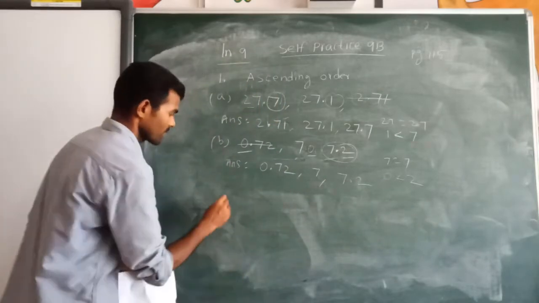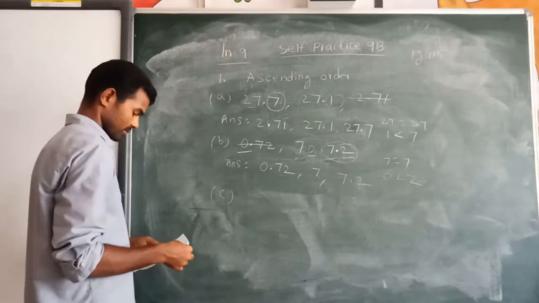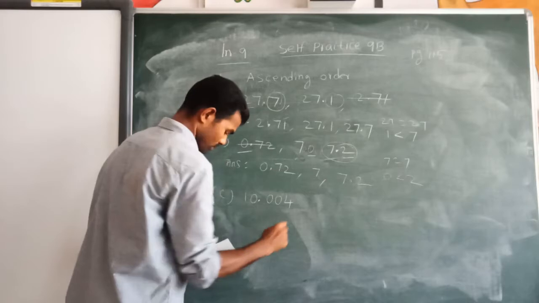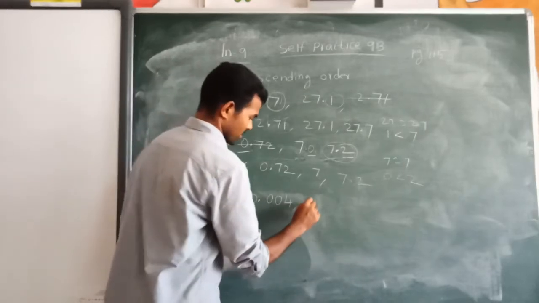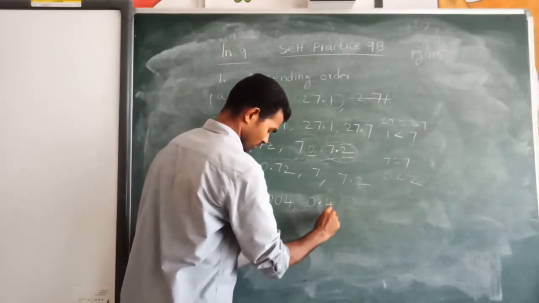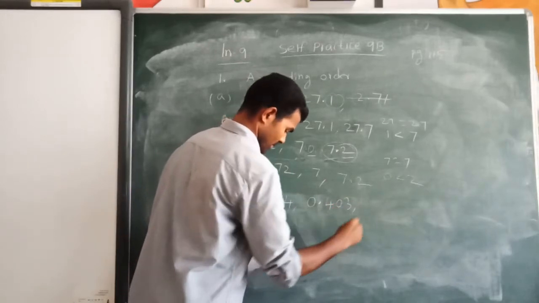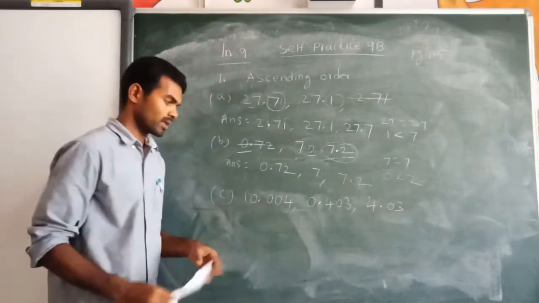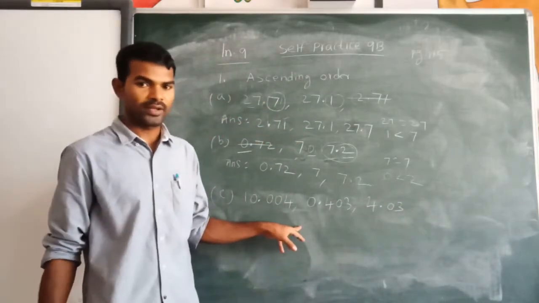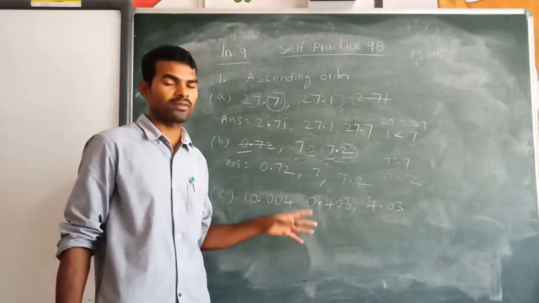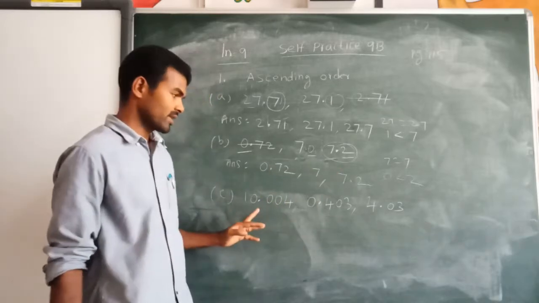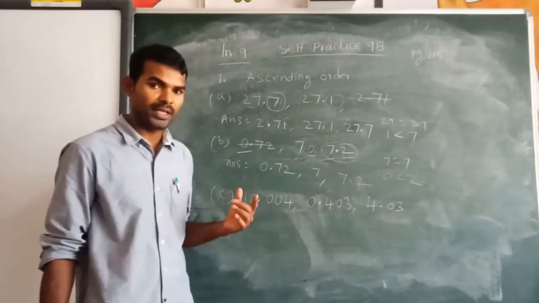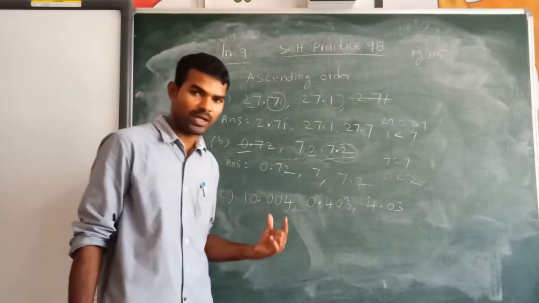Next, C question. 10.004, then 0.403, 4.03. Children, 3 numbers are given. We have to write in ascending order, from smaller to greater. Which is the smaller number in this? To compare this, first we have to compare the whole number. Yes, first compare the whole number.